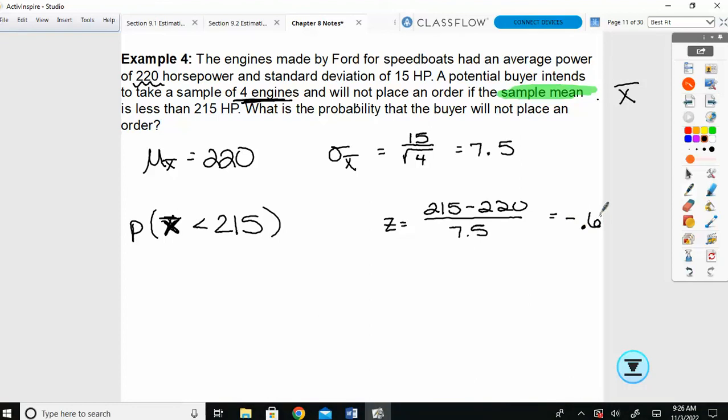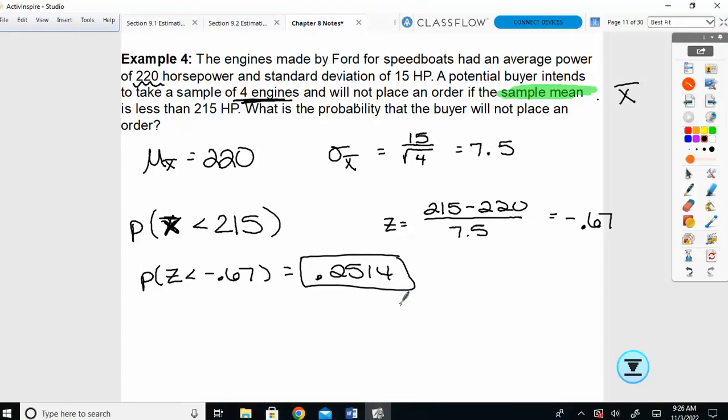If we round to 2 decimal places, that gives us negative 0.67. So I need the probability that Z is less than negative 0.67. Less than is what my table gives me. So we just look up the negative 0.67 and we get 0.2514. Is this okay?